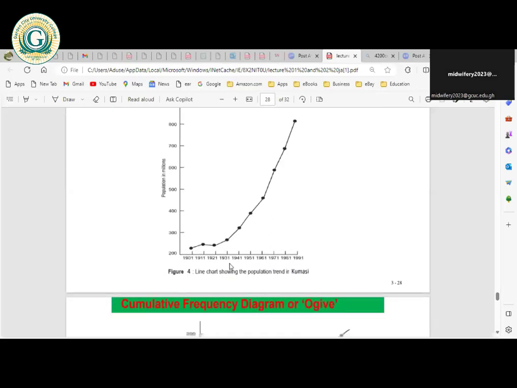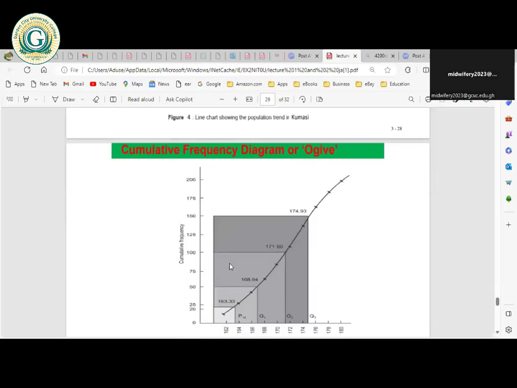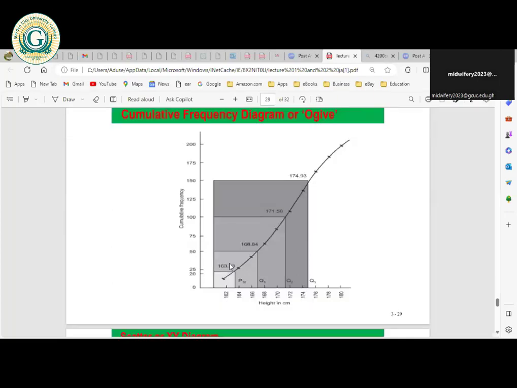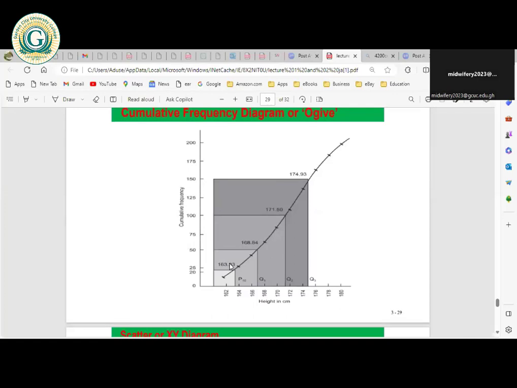And then you have the cumulative frequency curve, where you plot the cumulative frequency on the y-axis, and then the variable itself on the x-axis. You just have to accumulate it, and that's all.